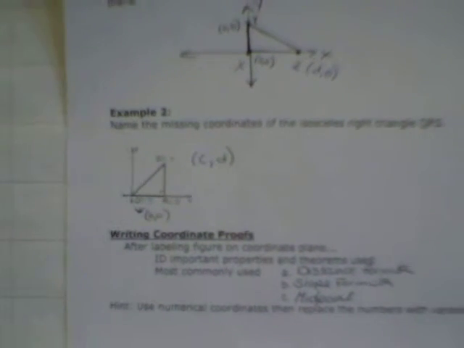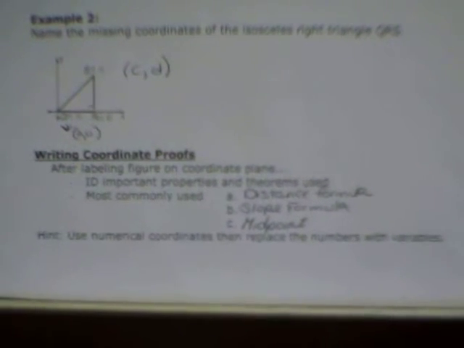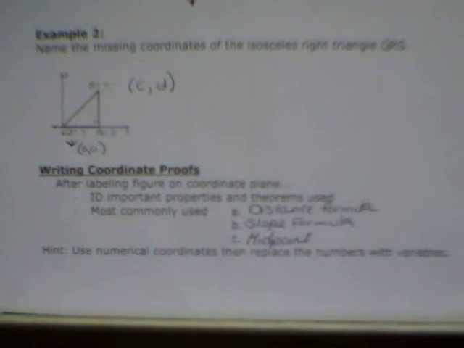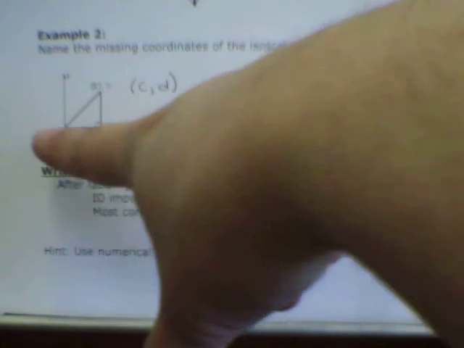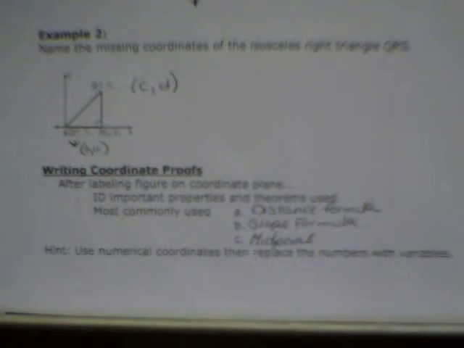Then there's some other information on the bottom of your page. That's just giving you some different things that you should do when you are writing a coordinate proof. And these are much easier than our 2-column proofs that we talked about before. It says after labeling the figure on the coordinate plane, identify important properties and theorems used. So are you using the midpoint formula? Are you using the fact that it's a triangle and you want to know that 2 sides are going to be perpendicular? Just like up here, this side's perpendicular to the x-axis.